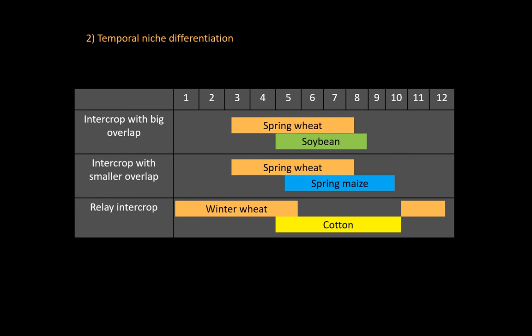Temporal niche differentiation is bigger for intercrops with a smaller overlap, as you can see in the middle example of spring wheat and spring maize. And for a full relay intercrop, you can see that the temporal niche differentiation can be really large. In this case, the wheat cotton intercrop that we saw before, there's only very little overlap between the two component species, which gives a very large differentiation in temporal niches.